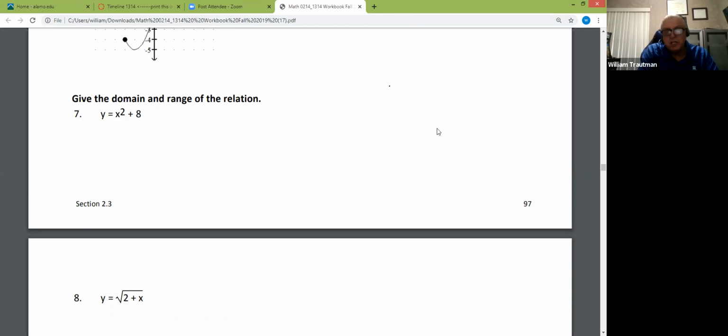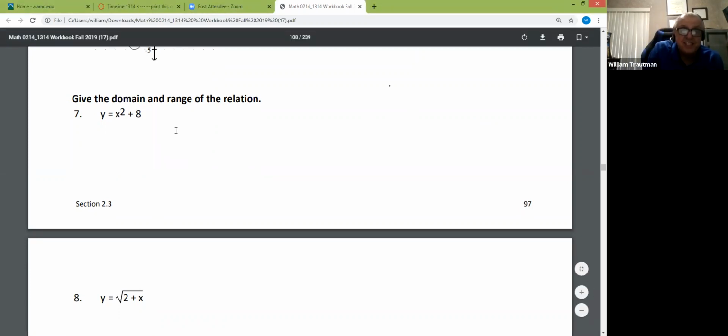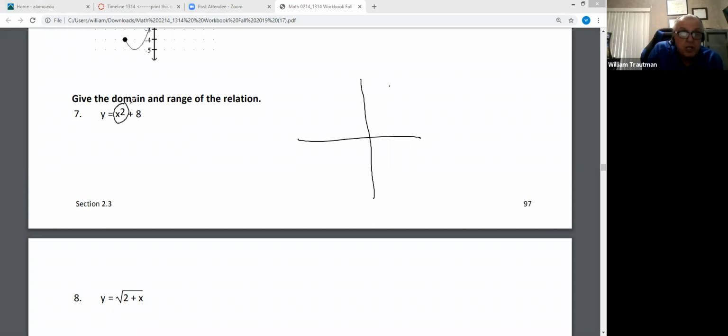I don't know why they want us to do number 7, because at number 7, we actually learn how to do this. We actually learn how to do this, I think tomorrow or the next day, which is kind of weird. How to graph this. I'm going to draw the picture for number 7 for now. This is a parabola. We'll talk about that, I think, tomorrow.